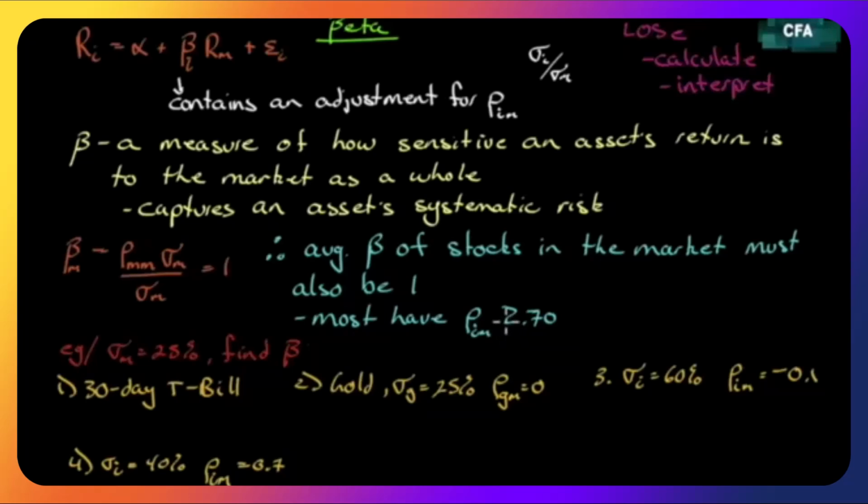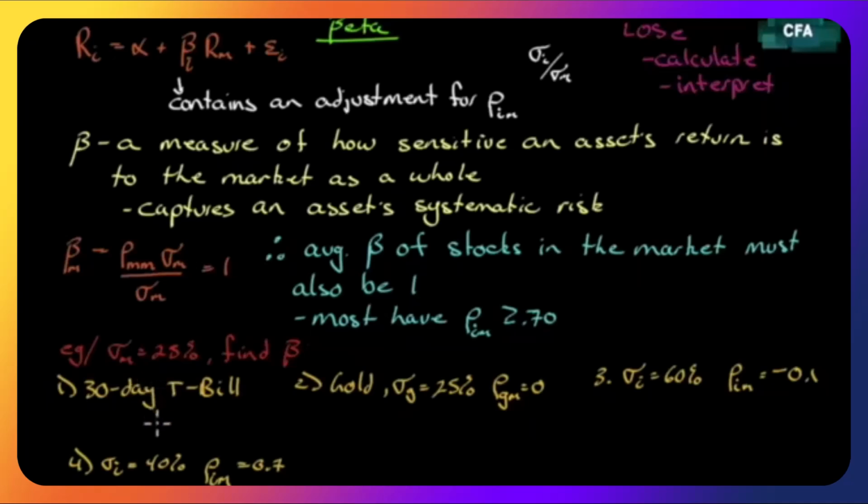Let's say that the standard deviation of the market is 25%. That's all we really need to know. Find beta on number 1, a 30-day T-bill. Well, we know that the 30-day T-bill is a constant, so it's going to have no variability with the market whatsoever. So beta is nice and easy in this case. It's 0.